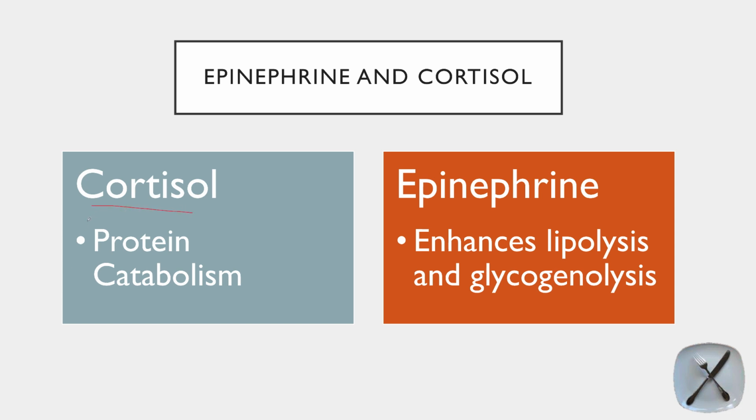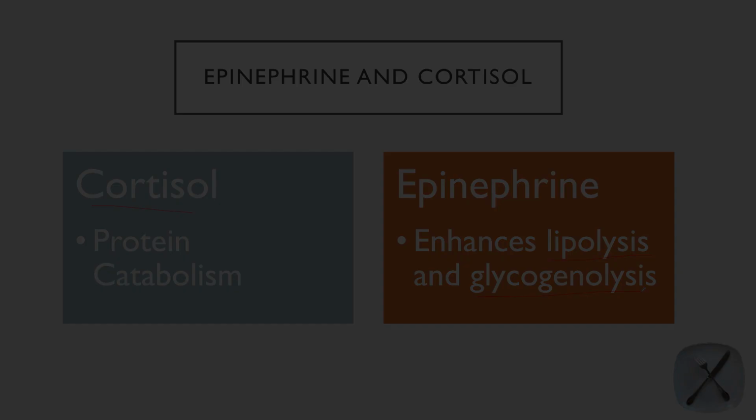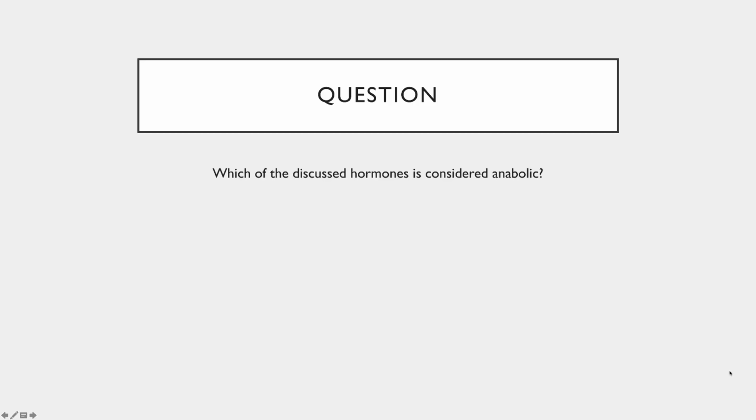Cortisol is primarily responsible for initiating protein catabolism. So again, protein catabolism will be needed to supply carbon skeletons for the process of glucagon-mediated gluconeogenesis. Epinephrine is a hormone that primarily enhances processes, and epinephrine will enhance the process of both glucagon-mediated lipolysis as well as glycogenolysis. So let's finish with a quick question.